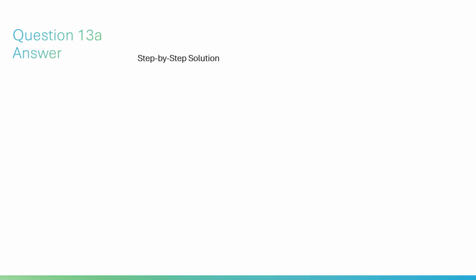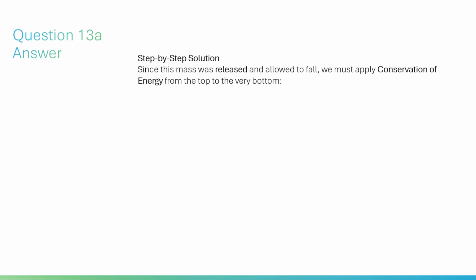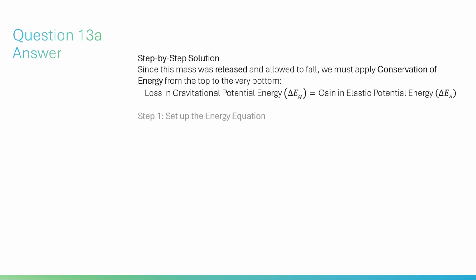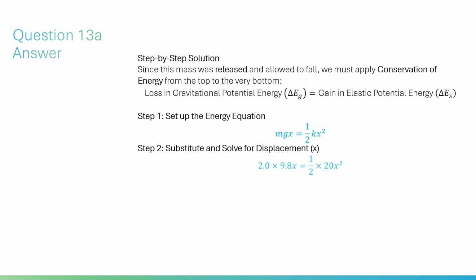Step-by-step solution. Since this mass was released and allowed to fall, we must apply conservation of energy from the top to the very bottom. Loss in gravitational potential energy equals gain in elastic potential energy. Step 1. Set up the energy equation. Step 2. Substitute and solve for displacement, x.